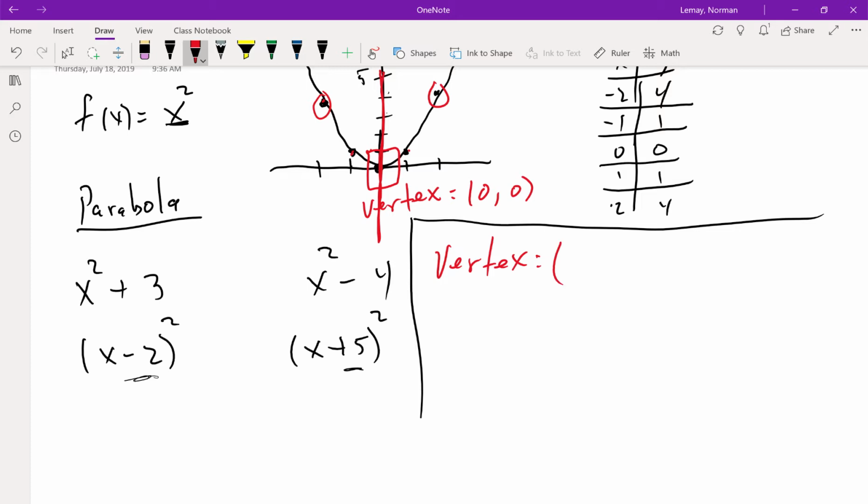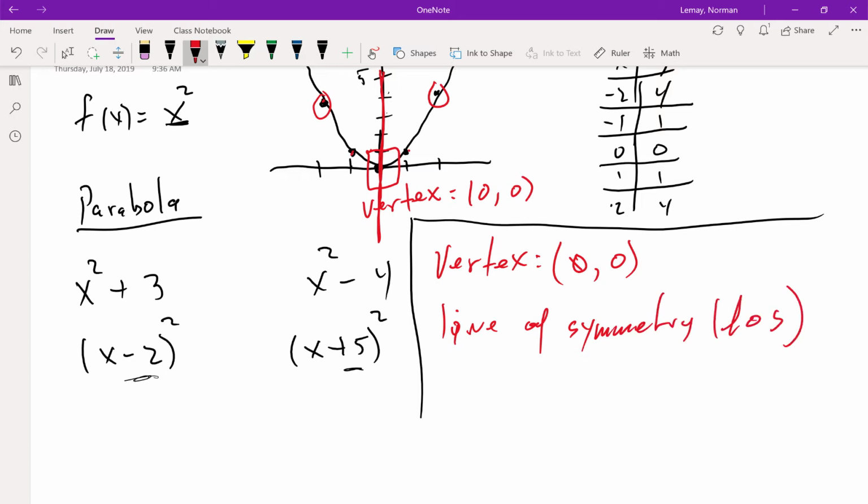So the vertex for x squared always has the coordinate 0, 0, and the line of symmetry, which I will refer to as the LOS, is a vertical line, and it has the equation x equals 0. The idea is that this red vertical line for the line of symmetry is just a mirror. Notice that this side is a mirror image of this side. So this graph has a sense of symmetry to it.